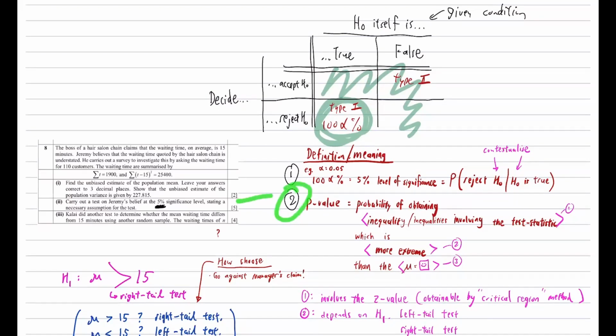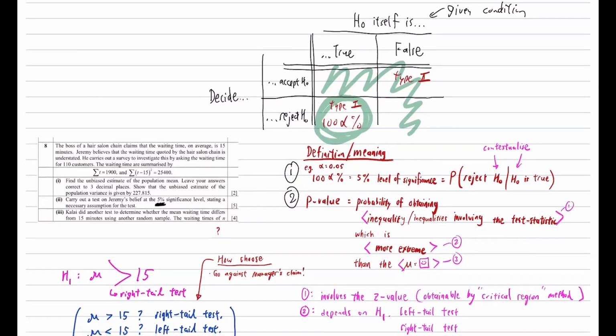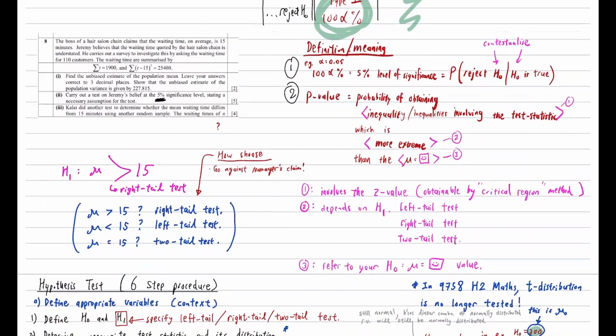One more thing, second one, the definition of p-value. P-value is the probability of obtaining an inequality, or maybe inequalities if it's a two-tailed test, involving the test statistic, such that it is more extreme than the mu equal happy face. I gave you a template here with arrow brackets. It's just to fill in the blank, depending on the question.